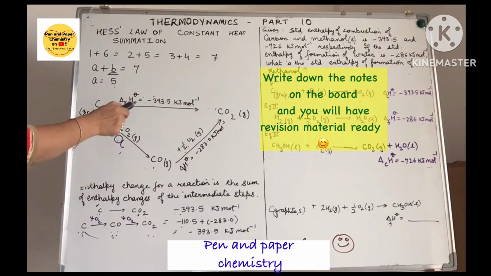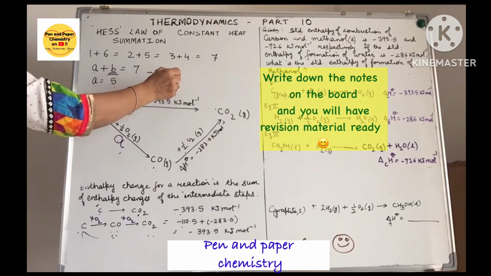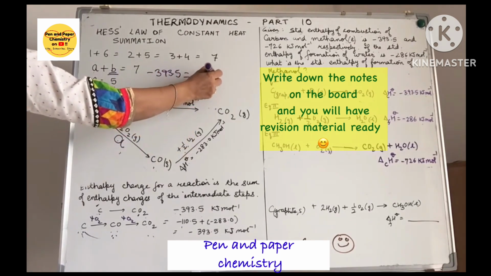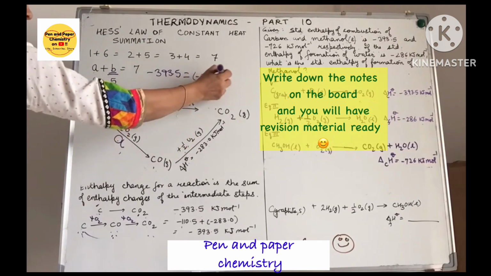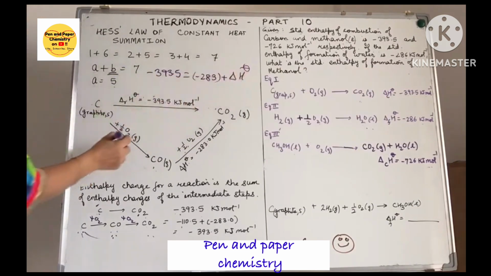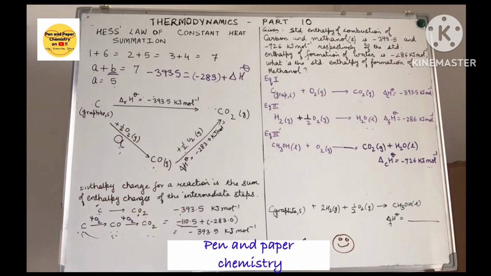Yes, as simple as that. Negative 393.5 is nothing but the summation of negative 283 kilojoules per mole plus the delta H naught value for this particular process. And that gives us the value of negative 110.5. Thus, whether you carry out the process in one step or a number of steps, the total enthalpy change remains the same.